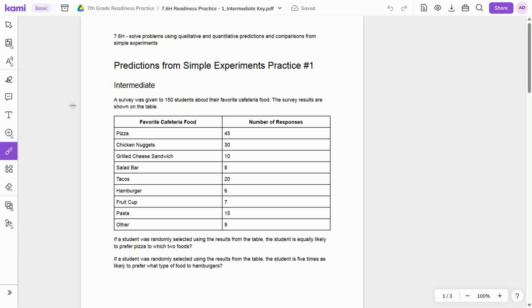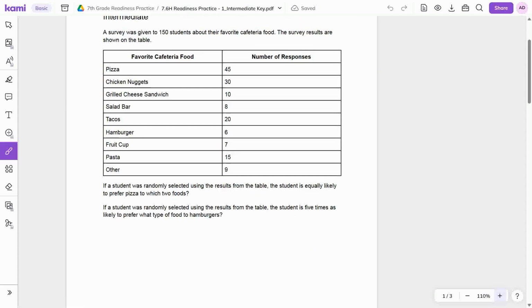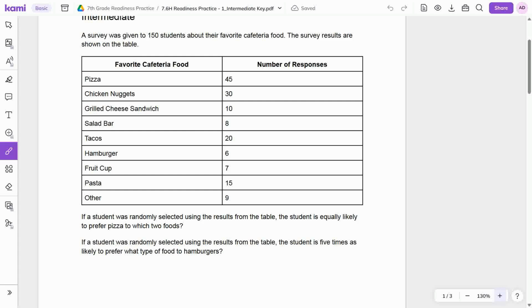So a survey was given to 150 students about their favorite food, and we see all of these responses here from pizza all the way down to other. Now we've got two questions to answer with this. So let's start with the first one.